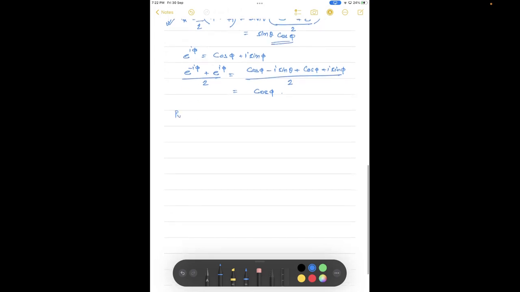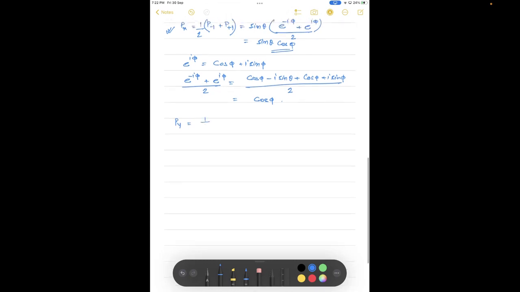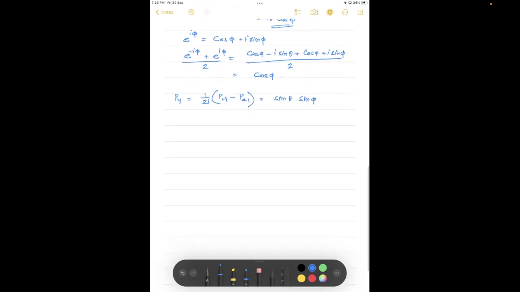Similarly, py can be constructed as half of p minus 1 minus p plus 1, divided by 2i, one upon 2i. So the py orbital will be just sin theta sin phi.